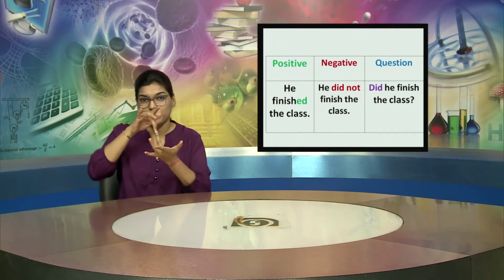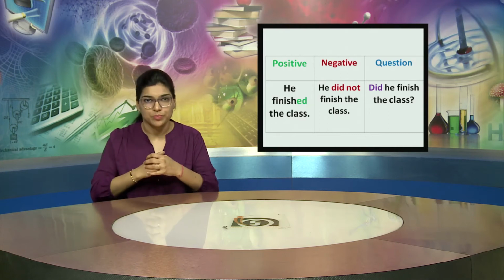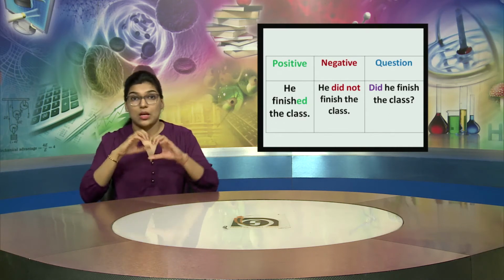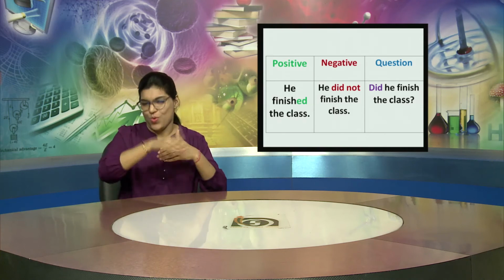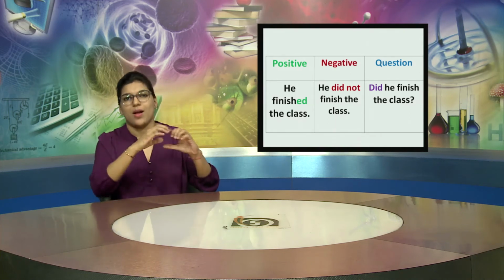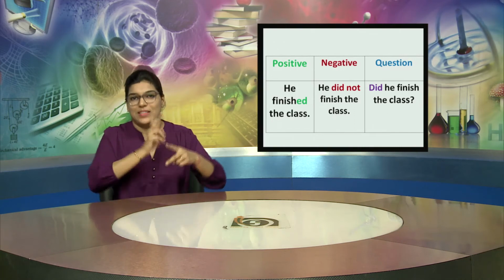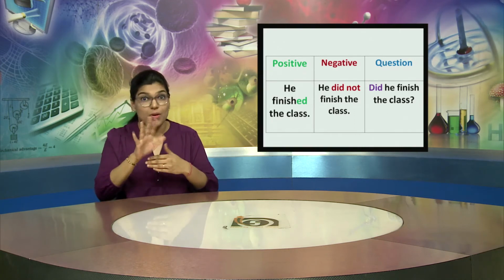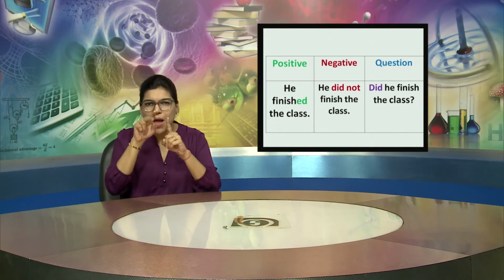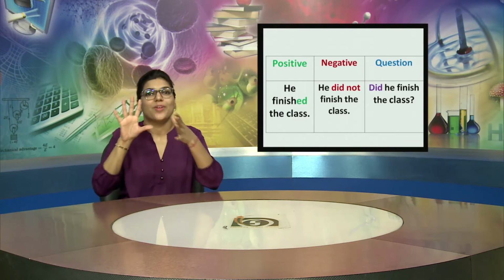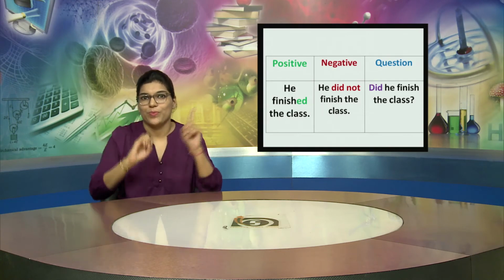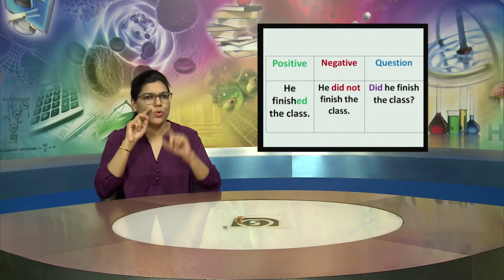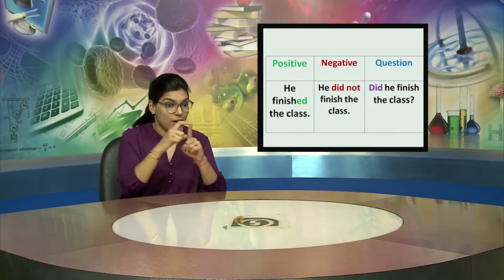In the second column, which is in red color, negative statement, the sentence is he did not finish the class. It means it is going on. It is not finished. See, did not is used. This is for question. We have used did. So, you can have yes or no answer.